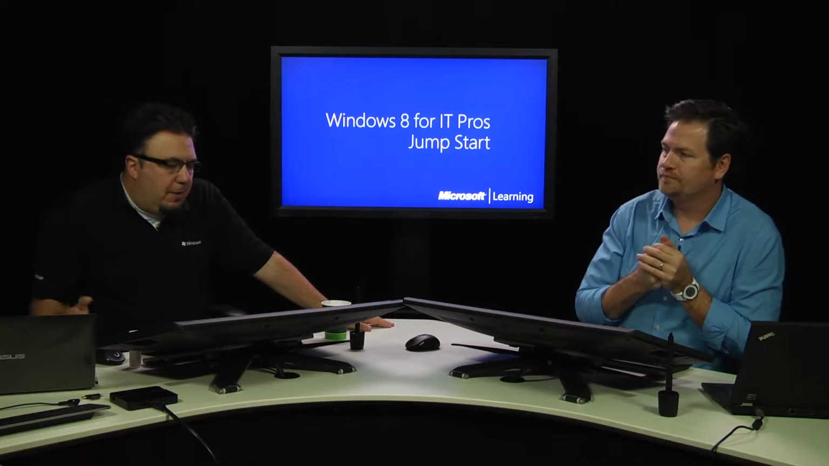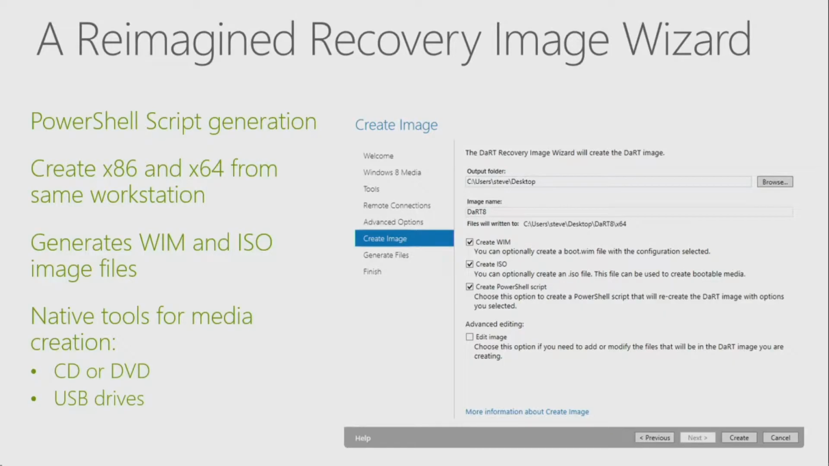So the first one we'll talk about here is the Recovery Image Wizard, which is a great feature within that. PowerShell script generation will create an x86 or x64 image from the same workstation. It'll generate a WIM or an ISO image file. We can build this onto a CD, a DVD, or a USB drive. So it's a lot easier now to create this DART toolkit, boot up off of USB, build a quick CD, whatever they want. We can do 64-bit and x86 in one version. We don't need to wonder whether it's 64 or 32 and try it. It's all in there at once, which is really, really nice.